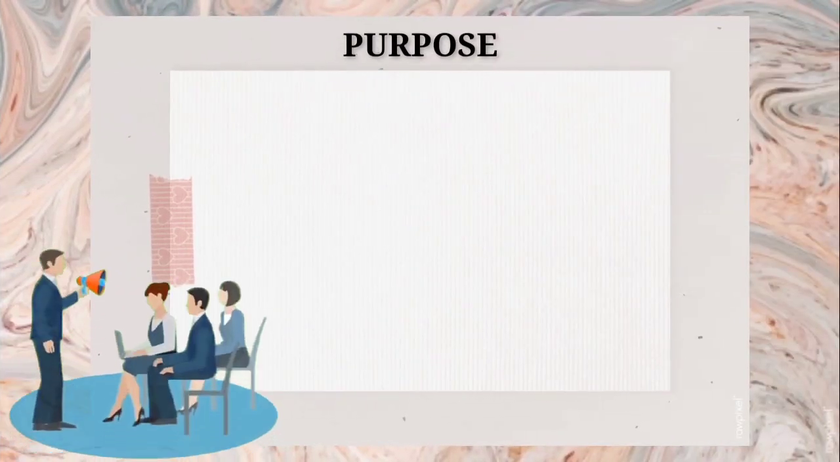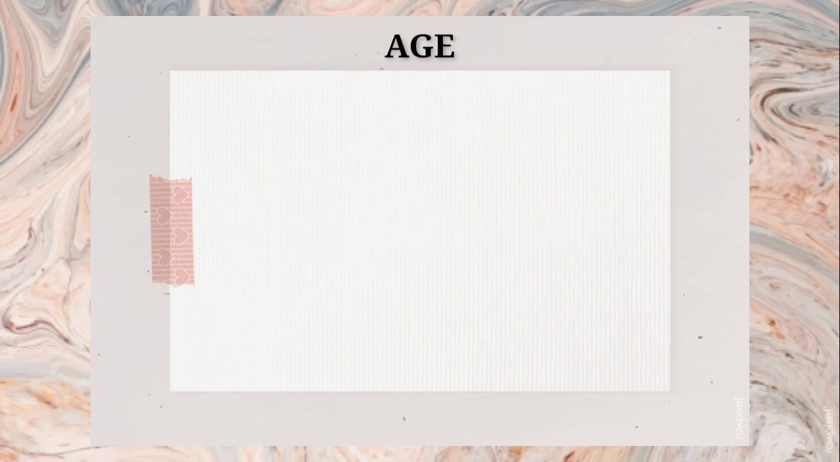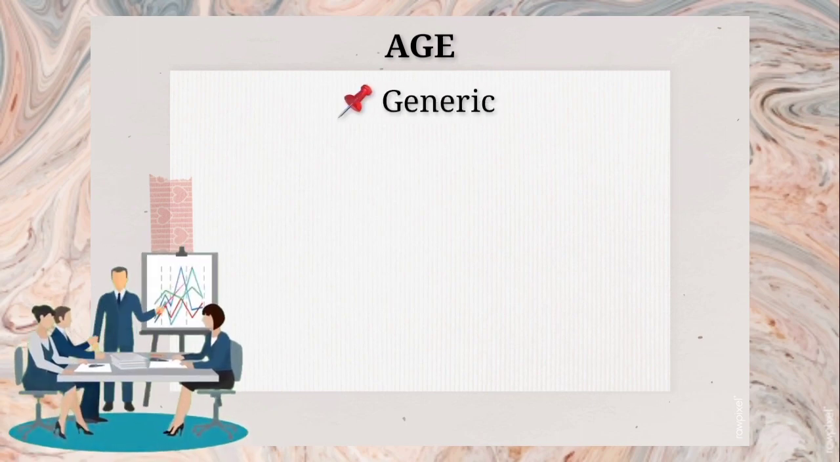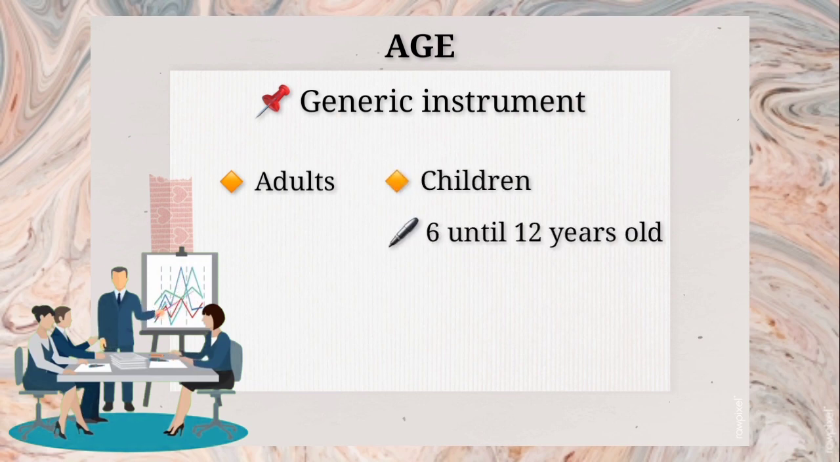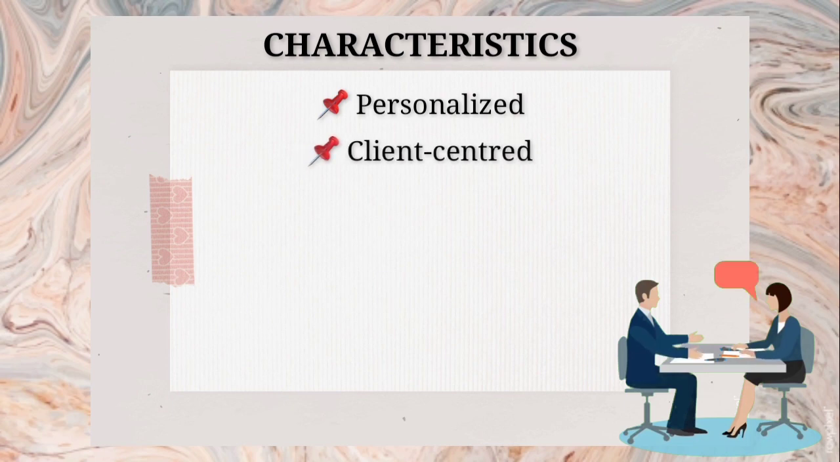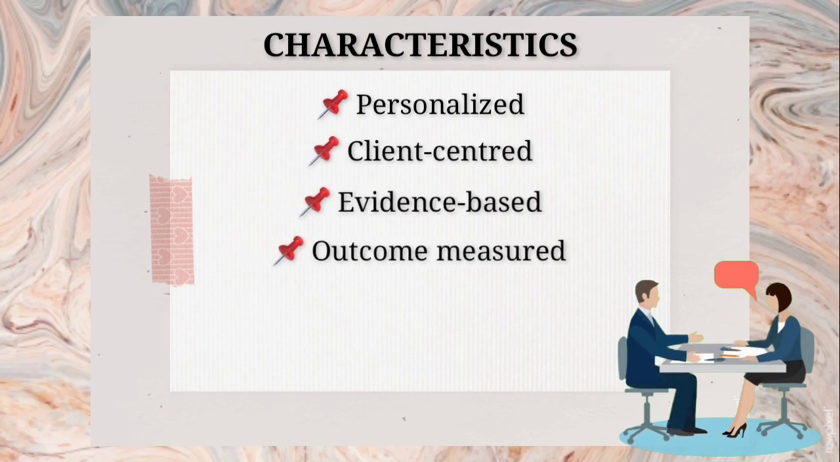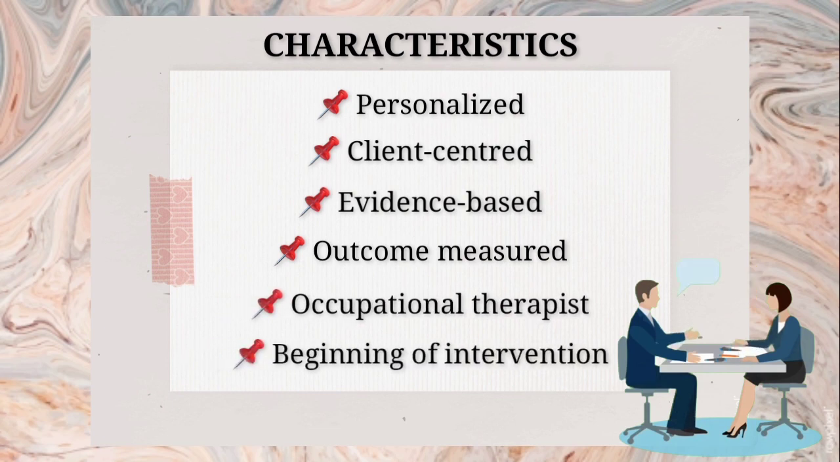The purpose of COPM is to enable clients to identify issues in their occupational performance. The COPM can be used with all individuals with or without disability. It was created for adults, while for children it is suitable from the age of 6 until 12 years old, as they are able to express their feelings and thoughts towards their occupations. The COPM is personalized, client-centered, evidence-based, and outcome measured, and is also created for occupational therapists to use in the beginning of intervention.